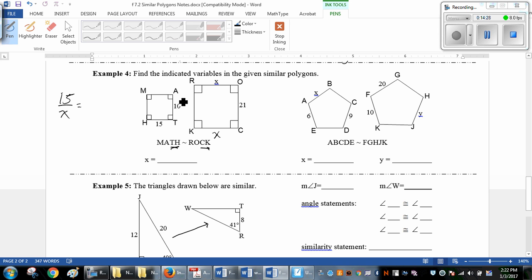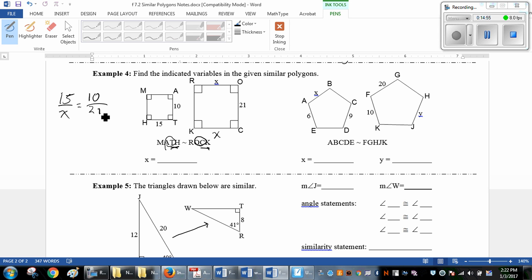Now I look at AT, right? And AT, we have right here. That corresponds with OC. Look at the order. So AT is 10. OC is 21. There's our proportion. All we have to do now is cross multiply and solve. Go ahead and take a second to do that.